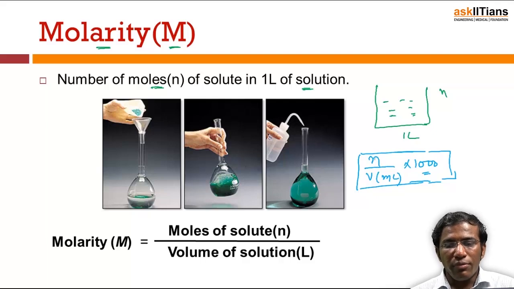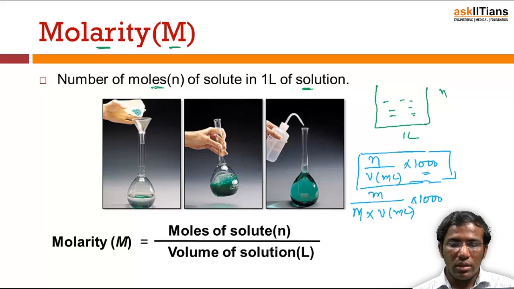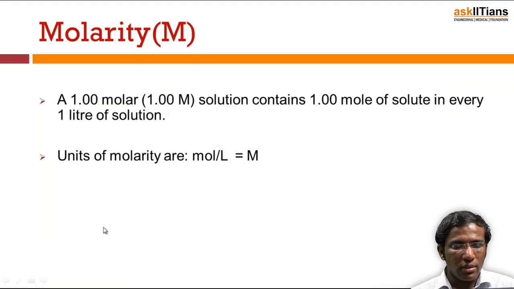The number of moles you can calculate as the mass of the solute divided by the molecular mass of the solute. If I represent the mass of the solute by m, and capital N represents the molecular mass of the solute, then molarity is m divided by N into volume in ml into 1000. This is the elaborate formula for the molarity. By using this formula you can calculate the molarity of any solution. So let's discuss more about it.